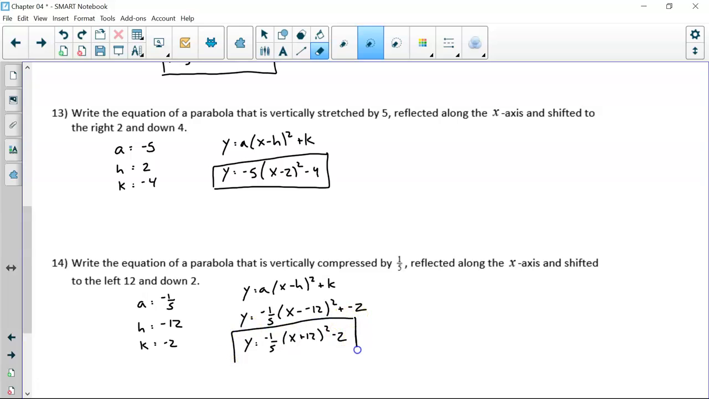There's our equation. It's going to take some time to get used to it. Like everything else, the more we practice it, the easier it gets. And we're going to be doing more practice of this in the next section.